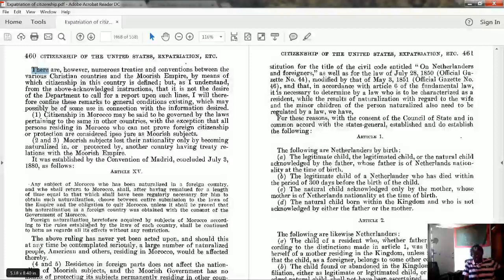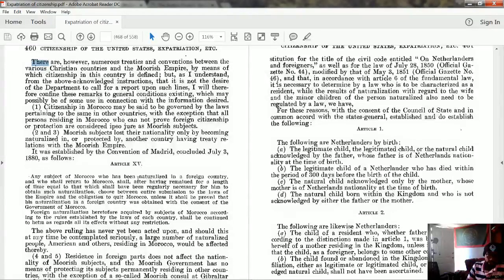Yo, are y'all reading what I'm reading? All right, so what does it say? Any subject of Morocco who has been naturalized in a foreign country, so you naturalize in a foreign country, and who shall return to Morocco, shall, after having remained for a length of time, meaning you done left the United States and came back, right? You done repatriated back to your country, your nation, and you've been back in your country and nation for a good lengthy amount of time, okay? Which would be necessary to complete the naturalization process, right?